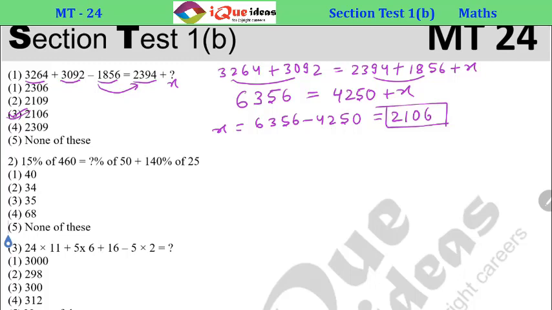It says 15% of 460 is equal to question mark percentage of 50. So let's say it is X plus 140% of 25. So it's a simple question of percentages. Alright, I would rather solve it in a very normal manner.